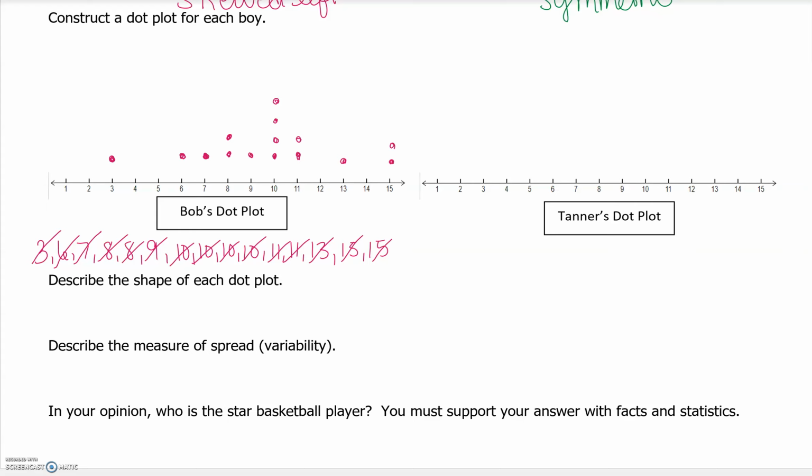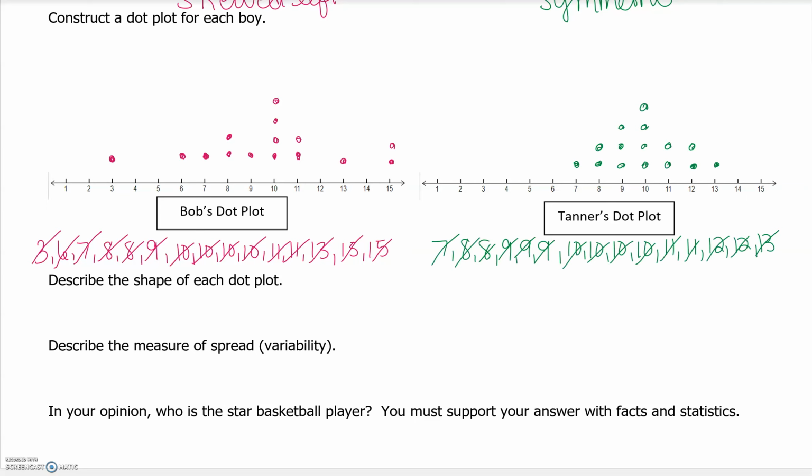Notice the numbers 1, 2, 4, 5, 12, and 14 aren't in my data set, so I don't need to place any dots above those numbers on the number line. And there is my dot plot for Bob. So now go ahead and pause the video here, and if you need to, rewrite Tanner's point values below to get them organized, create your dot plot, and come back and let's check your dot plot when you're finished.